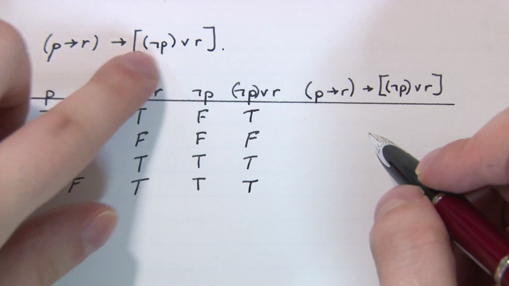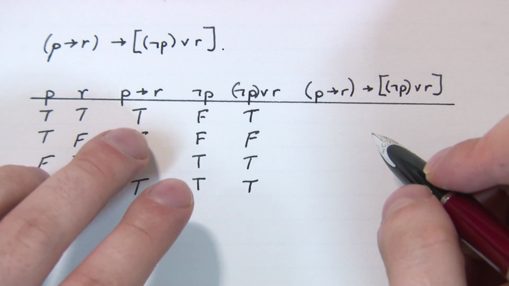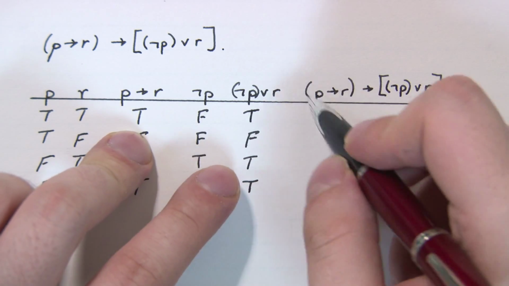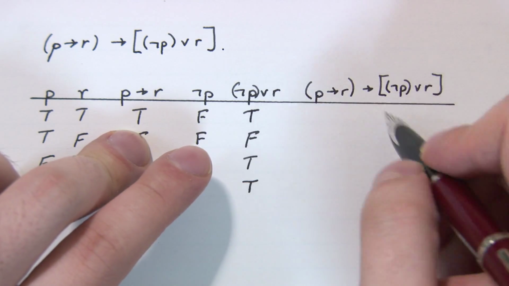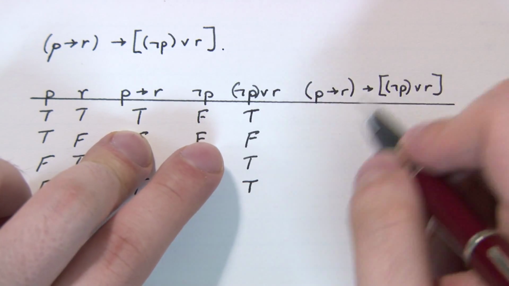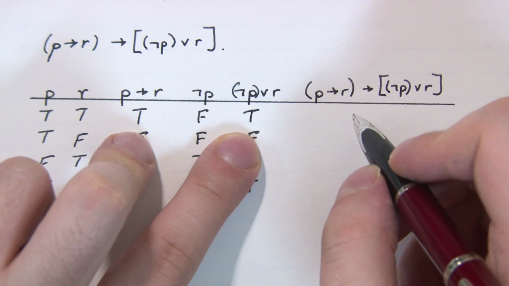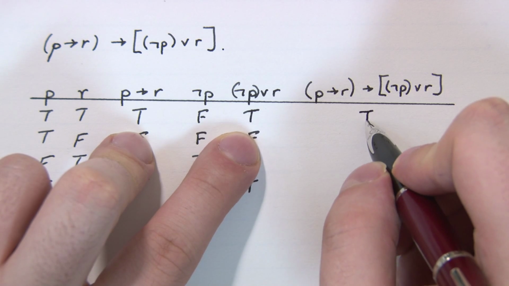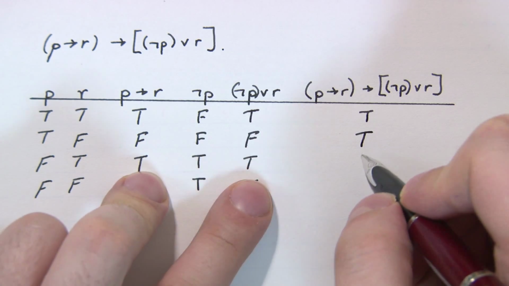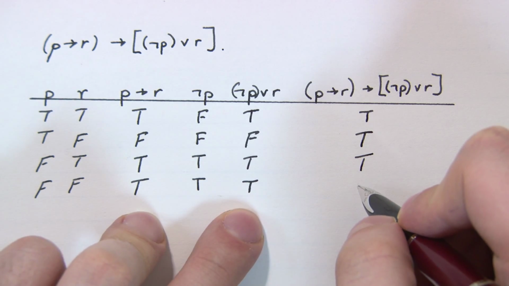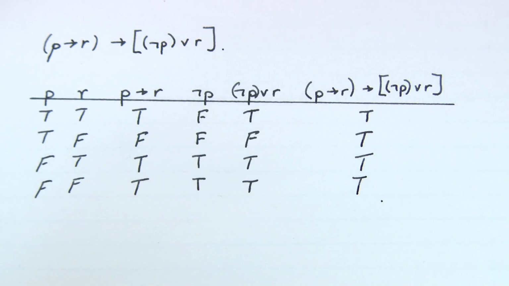And now we are almost done. We just have to take this column here and this column here, and we do the implication. So remember, the implication is returning a false value only when this is true and that is false. So that gives us a false implication value. The rest is true. Okay, so we have true implies true, that's true. We have false implies false, that's true. We have true implies true, that's true. And lastly, we have true implies true, which is true. And that completes our truth table.